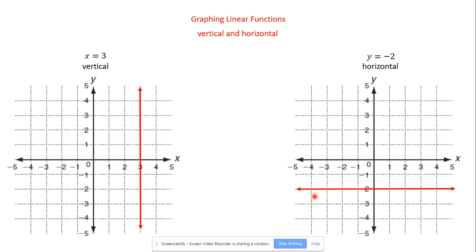A lot of these methods you can use any of the methods for a lot of different problems. Sometimes one is easier than the other. In this section, it'll tell you which method to use, so you don't have to make that choice.